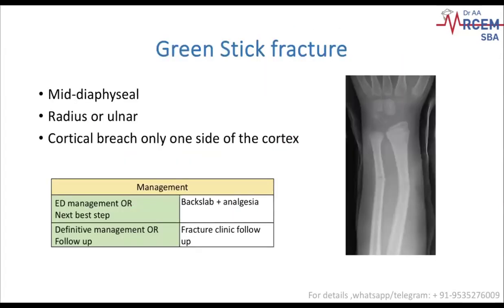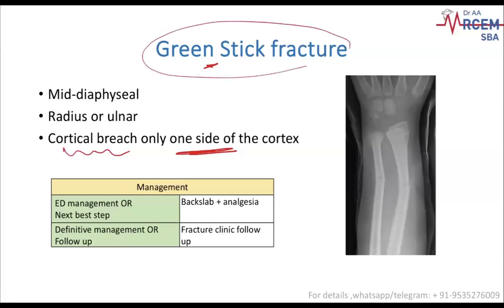Greenstick fractures are only seen in the pediatric age group because the bone is quite flexible here. There is a cortical breach on only one side, not on both sides. Greenstick, it's a green stick. If you take a green stick and try to break it, it doesn't break completely. It only breaks at one side, and the other side is still intact. That's why the name has come as a greenstick fracture.